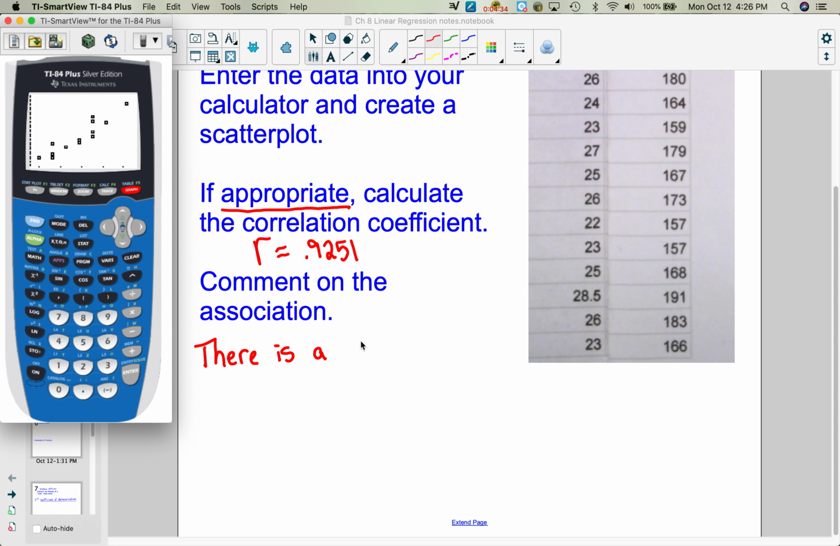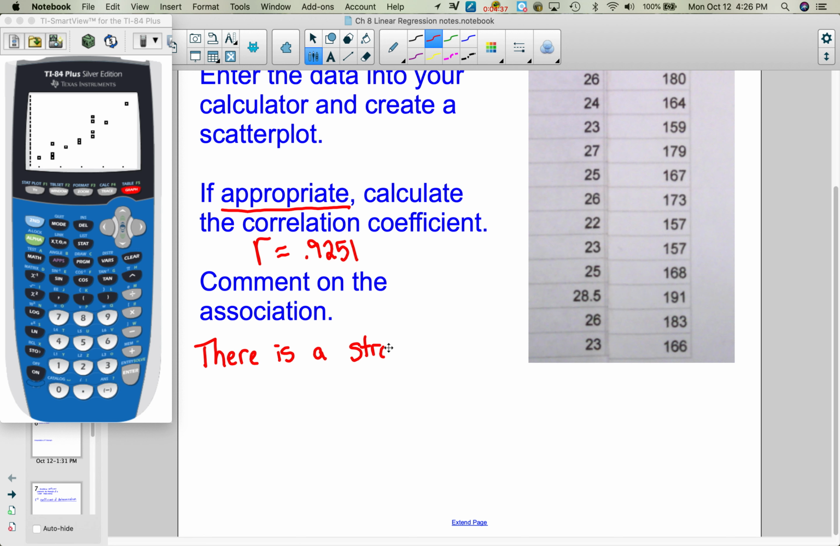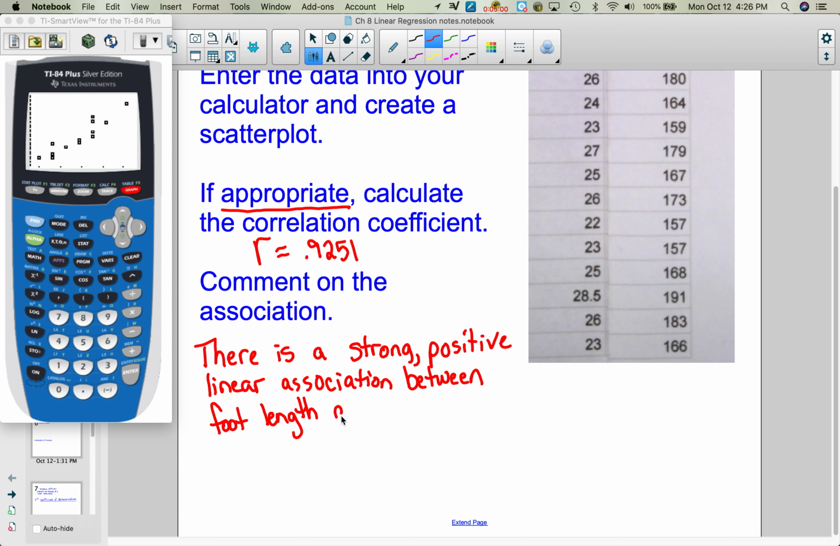So there is a strong, positive, linear association between foot length and height. Okay, I've commented on the association. Remember what that means? Direction, strength, and form, and then if there were any unusual observations, we would comment on those.